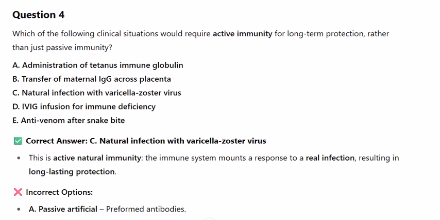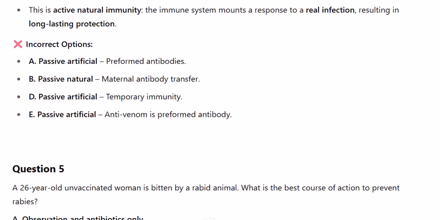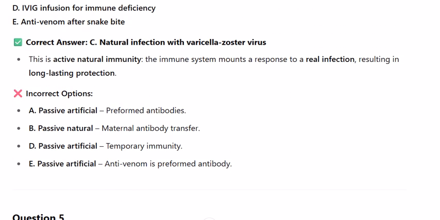This is active natural immunity. The immune system mounts a response to a real infection, resulting in long-lasting protection. Incorrect options. A. Passive artificial, preformed antibodies. B. Passive natural, maternal antibody transfer. D. Passive artificial, temporary immunity. E. Passive artificial, antivenom is preformed antibody.